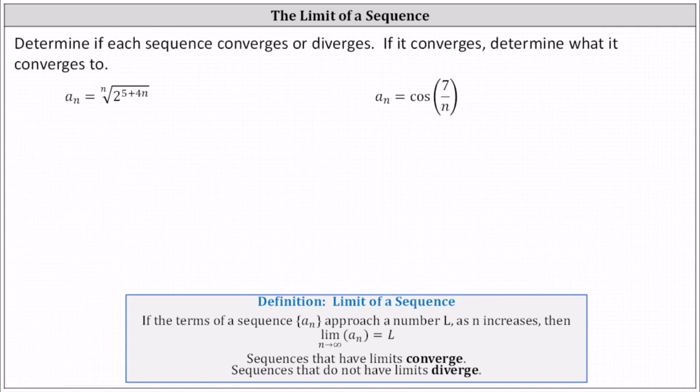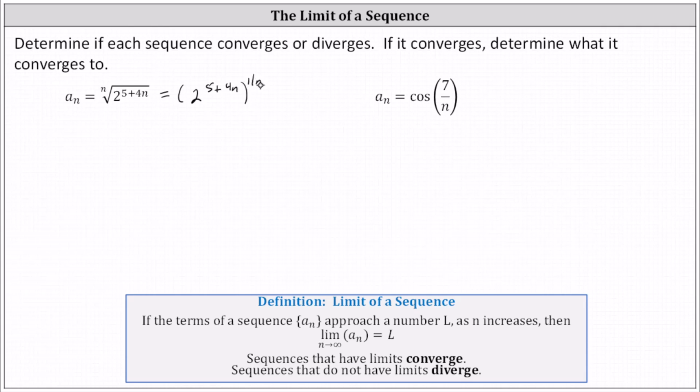For the first example, we have a sub n equals the nth root of 2 raised to the power of the sum of 5 and 4n. We first want to change the form of this formula before we determine the limit. Taking the nth root is the same as raising to the 1 divided by n power. Let's write a sub n as 2 to the power of the sum of 5 and 4n raised to the power of 1 divided by n.